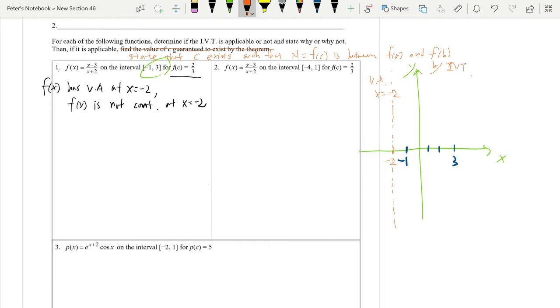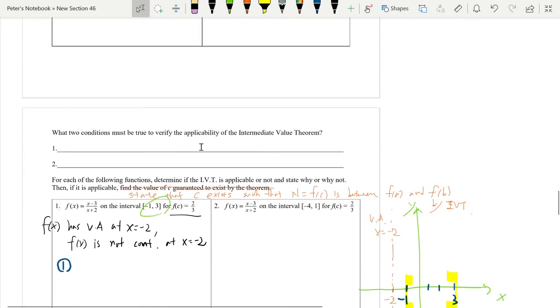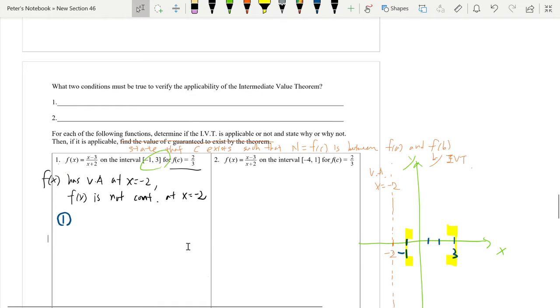And then rational function, the characteristic of it is if there's not a vertical asymptote or a hole, everywhere else is continuous. Okay. So since we're interested in this interval, -1 to 3, I just told you that our rational function will be continuous everywhere except x equals -2. So this actually tells us the first condition here, right? What was the first condition? Let's write that down again.